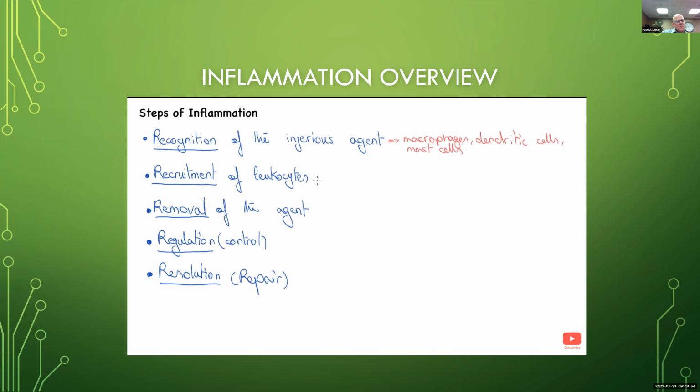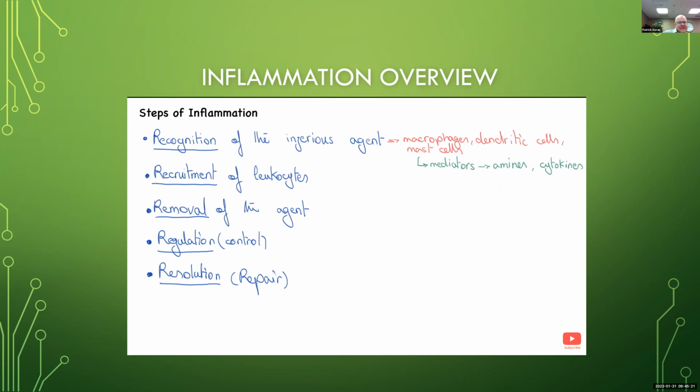Then the second step follows. Once these cells recognize the presence of an offender, for example, a necrotic tissue, microbes, or a foreign agent, they secrete mediators of inflammation. These mediators can be amines like histamine or cytokines like interleukin-1. If you want to learn more about mediators of inflammation, you can watch my video on that.